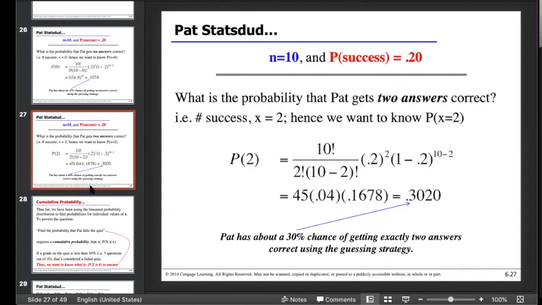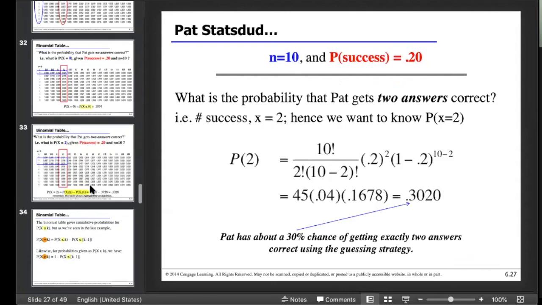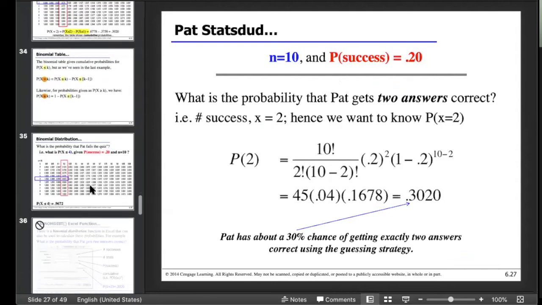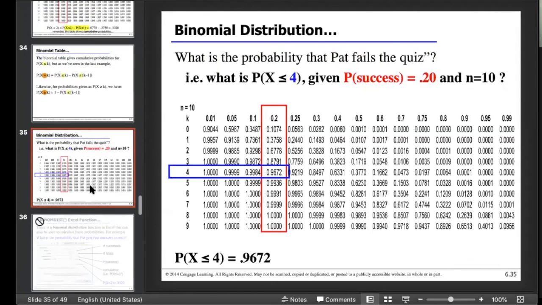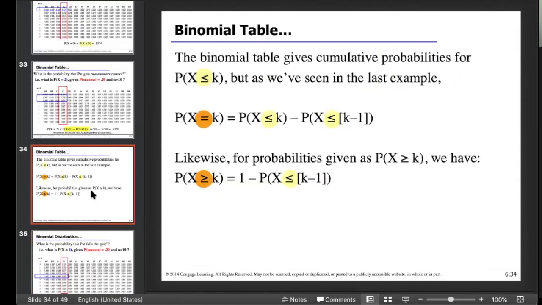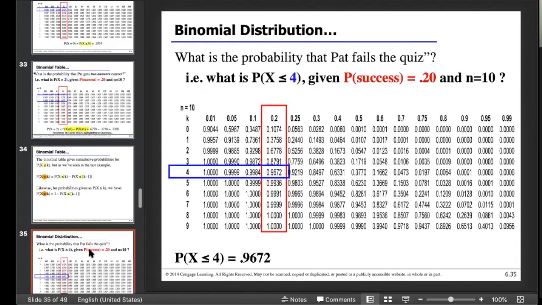Okay, so this is essentially how we use the table. And I would like to now practice it with you guys a little bit. Here's another example. One might ask, for example, what's the probability of having 4 or less correct answers? That's what we calculated, it is 0.9672. In other words, it's only a 3.28% chance that you have more than 4 correct answers, 5 or more correct answers.